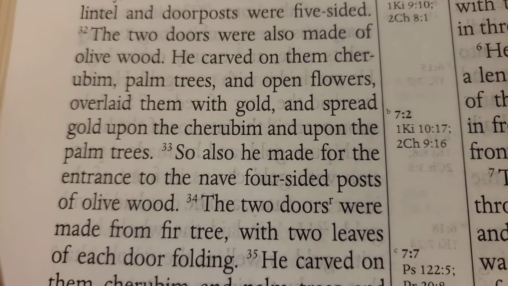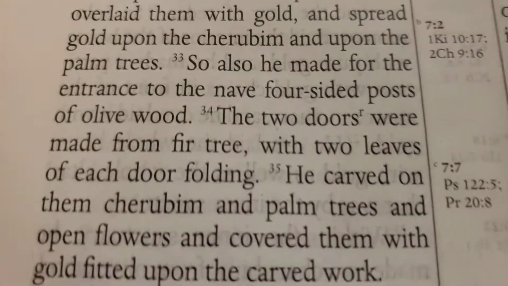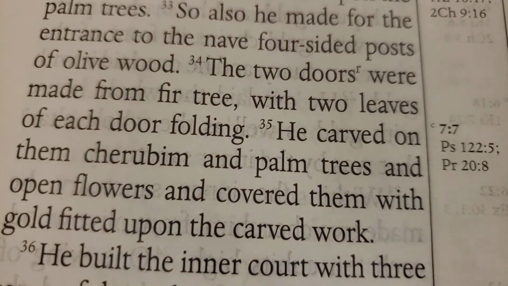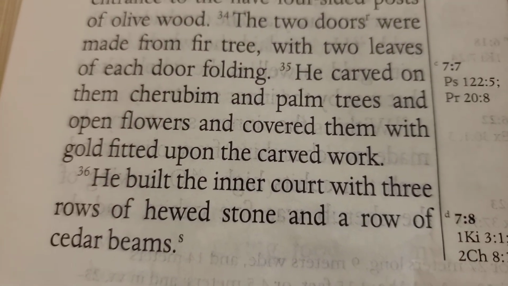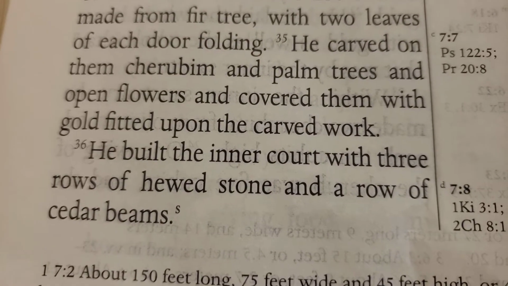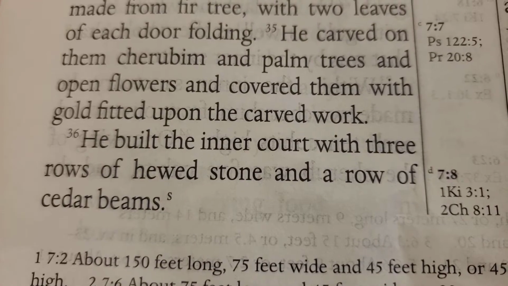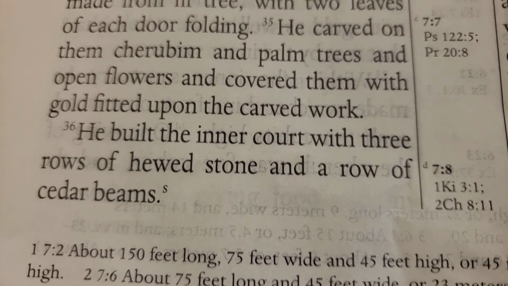So also he made for the entrance to the nave 4-sided posts of olive wood. The 2 doors were made from fir tree, with 2 leaves of each door folding. He carved on them cherubim and palm trees, and open flowers, and covered them with gold fitted upon the carved work. He built the inner court within 3 rows of hewed stone and a row of cedar beams.